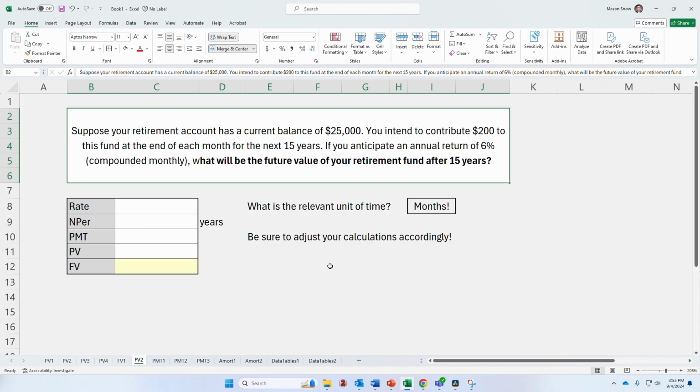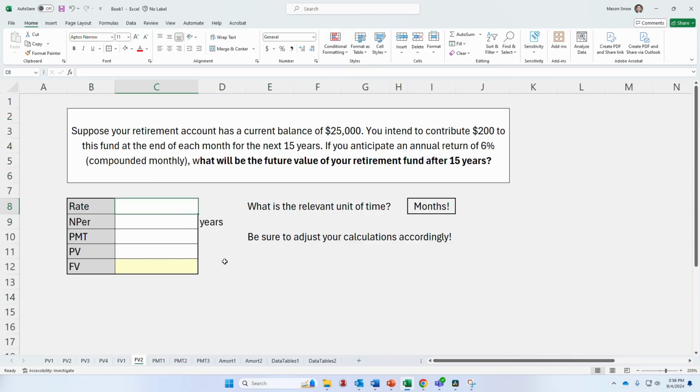Suppose your retirement account has a current balance of $25,000. That's what we're starting with. You intend to contribute $200 to this fund at the end of each month for the next 15 years. If you anticipate an annual return of 6%, compounded monthly of course, what will be the future value of your retirement after 15 years?